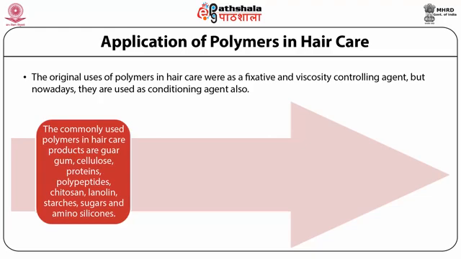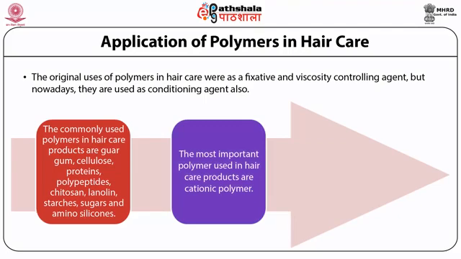The functions of polymers in hair care products include conditioning, improving substantivity of other ingredients to hair, improving combing, manageability, curl retention, thickening formulations, and improving emulsion stability. The most important polymers used in hair care products are cationic polymers.